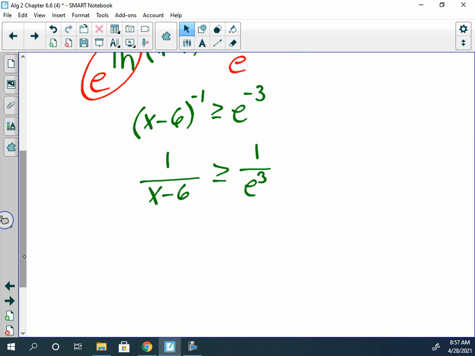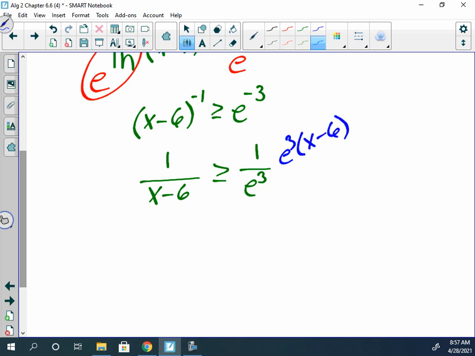Now at this point here we can use something called cross multiplication. I don't like using that terminology, because really what we're going to do is just multiply both sides by the denominators. So here, these would cancel, and these would cancel, leaving me with e to the third is greater than or equal to x minus 6.